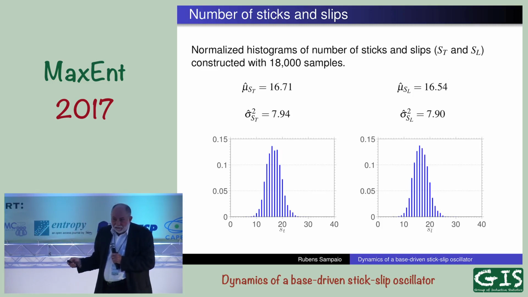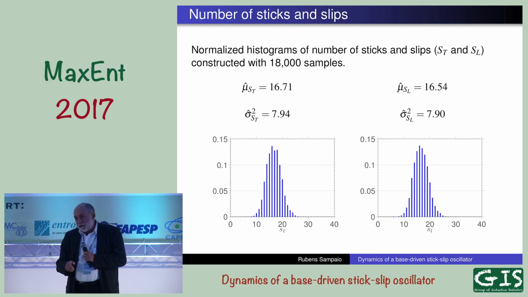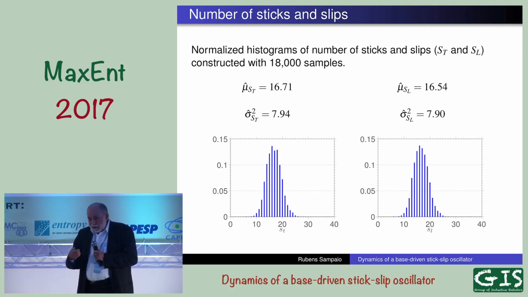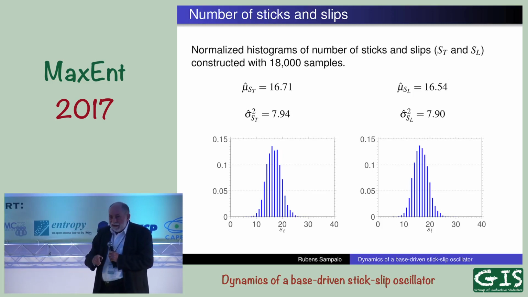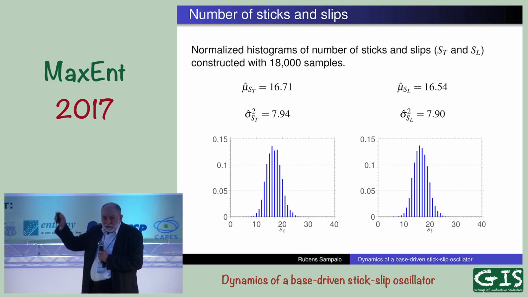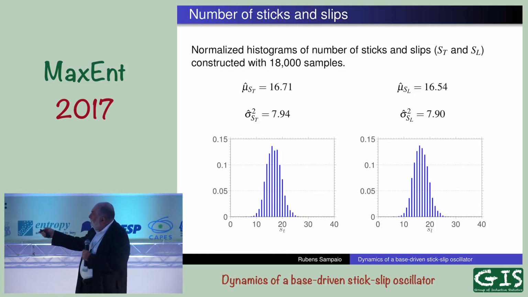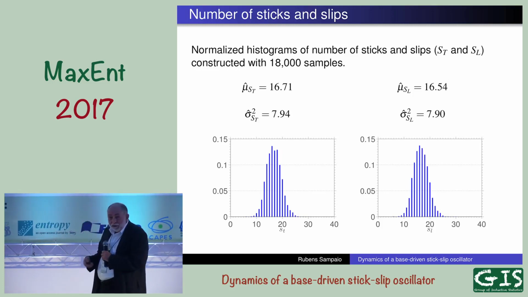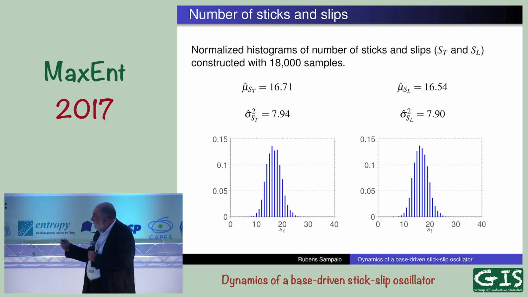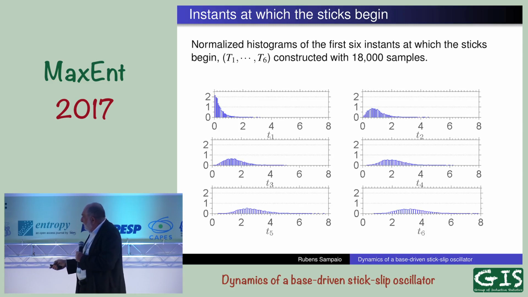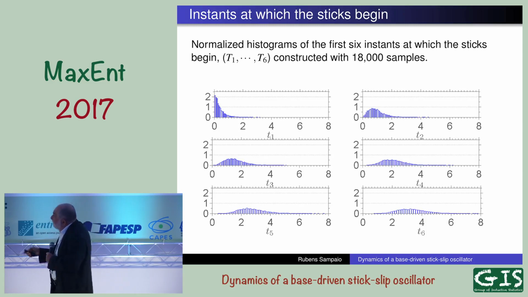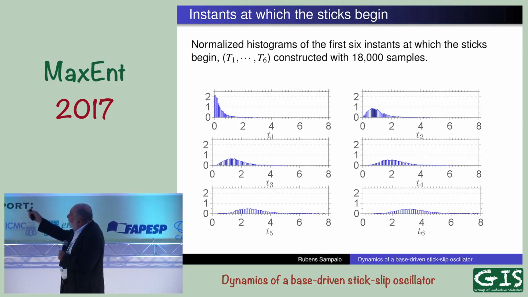In the second part of the presentation, I'm going to show you not the histograms, just the statistics. So I'm going to diminish the number of samples. I am going to use just 2,000. But if I use 2,000, I cannot show you histograms. They don't converge with this number. So here is the first 6 instances where the sticks begin.